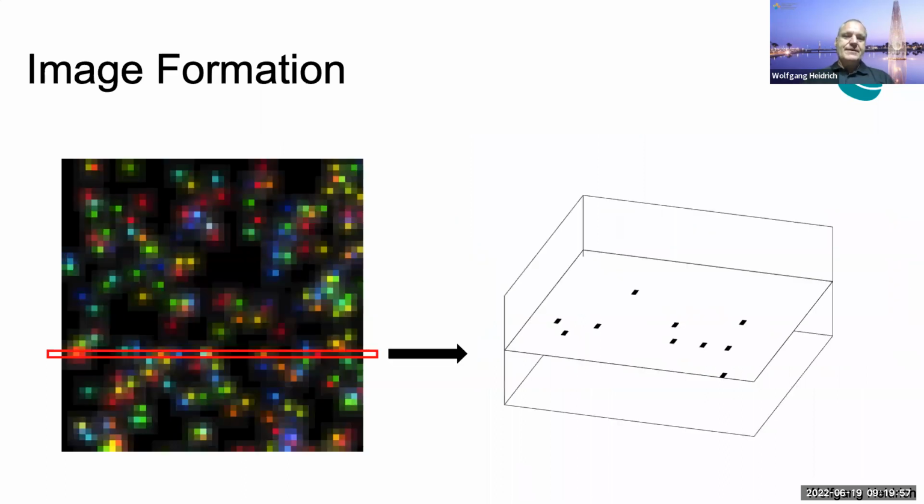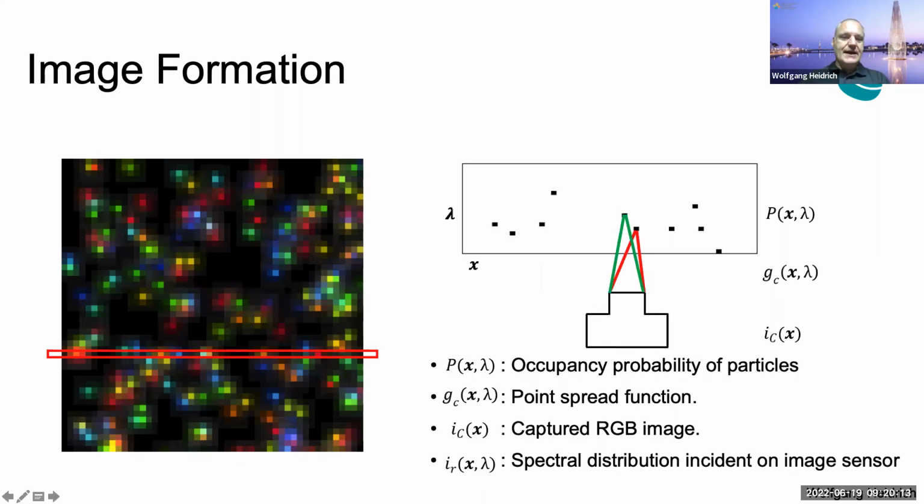Now, the image formation model is actually very similar to what we've seen. So we end up with an all-in-focus image like this, and we want to extract the particle locations and then track them over time. The problem is basically, we're going to take this volume and represent it as a volume of occupancy probabilities. So every voxel has a certain probability that there's actually a particle inside, and we're trying to optimize this occupancy probability volume.